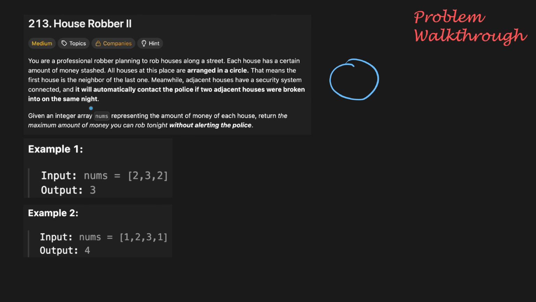So our goal is that, given an integer array nums representing the amount of money of each house, we should return the maximum amount of money that we can rob tonight without alerting the police.